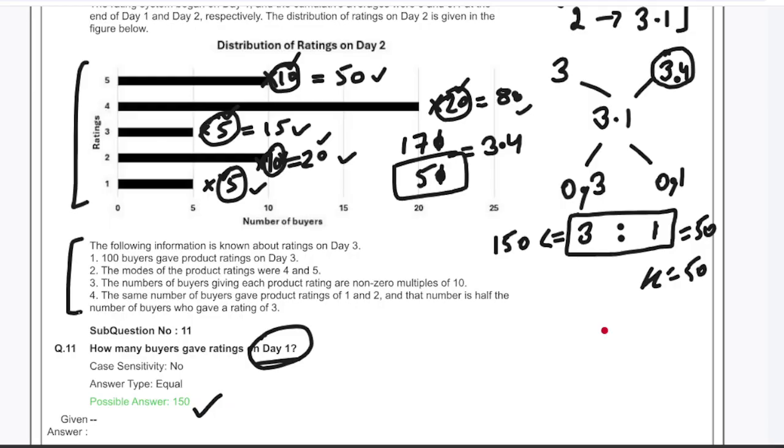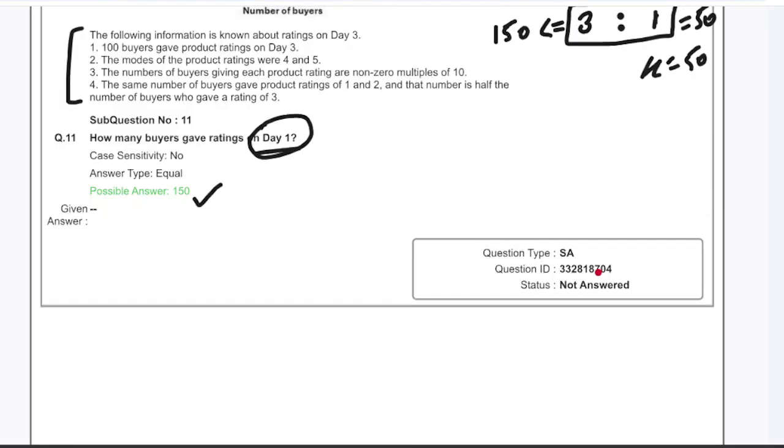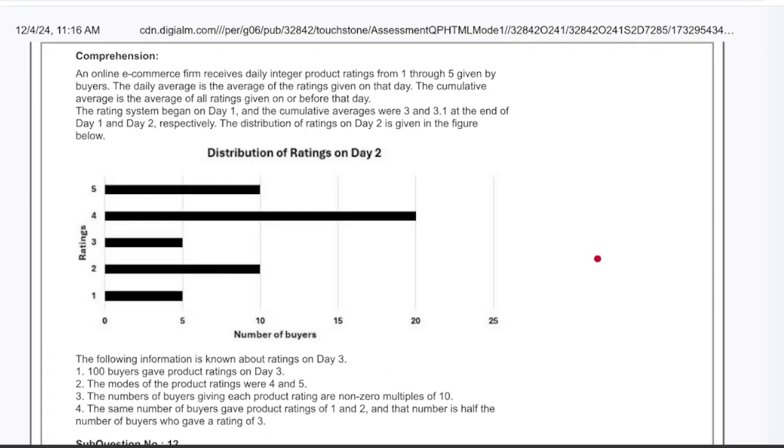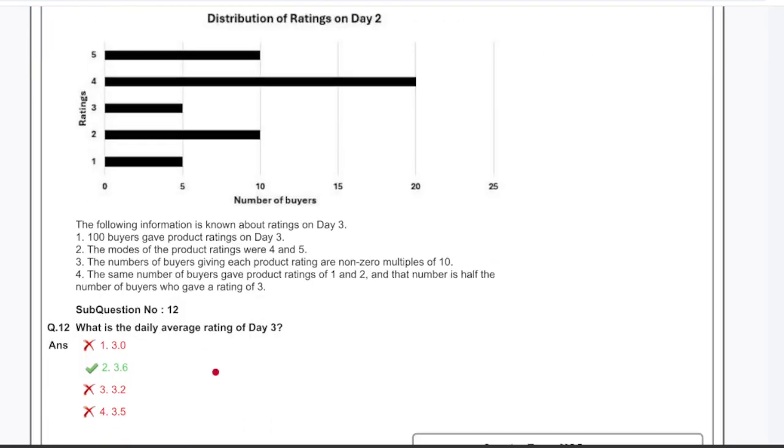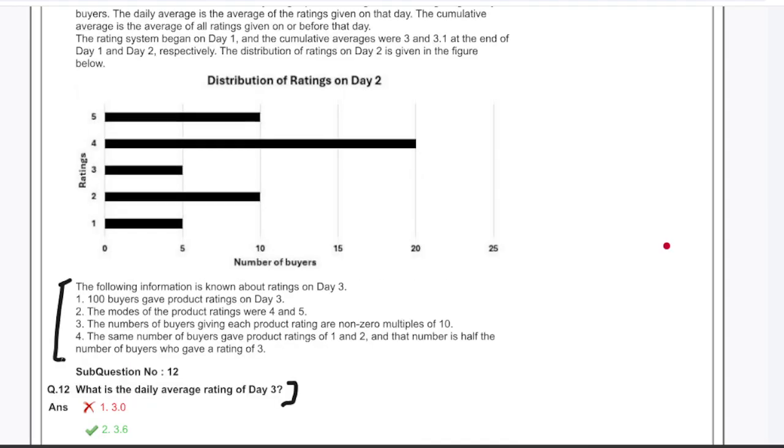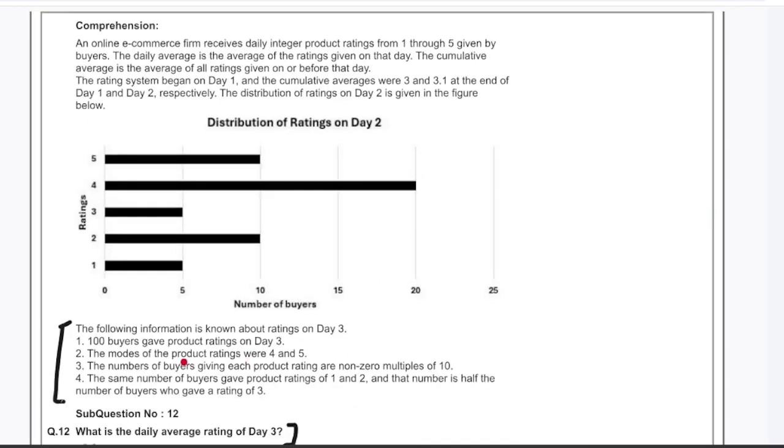Let's go to question number 2. Question number 2 says, what is the daily average rating of day 3? Now I have to find it for day 3, so I need to use this data now. 100 buyers gave product ratings on day 3. That means the total number of people giving ratings on day 3 is 100.